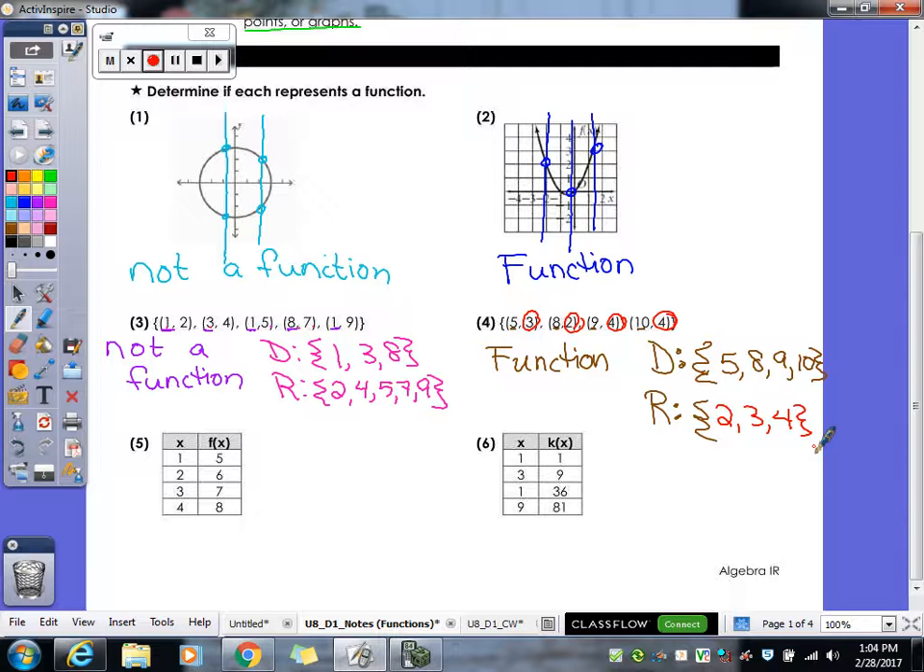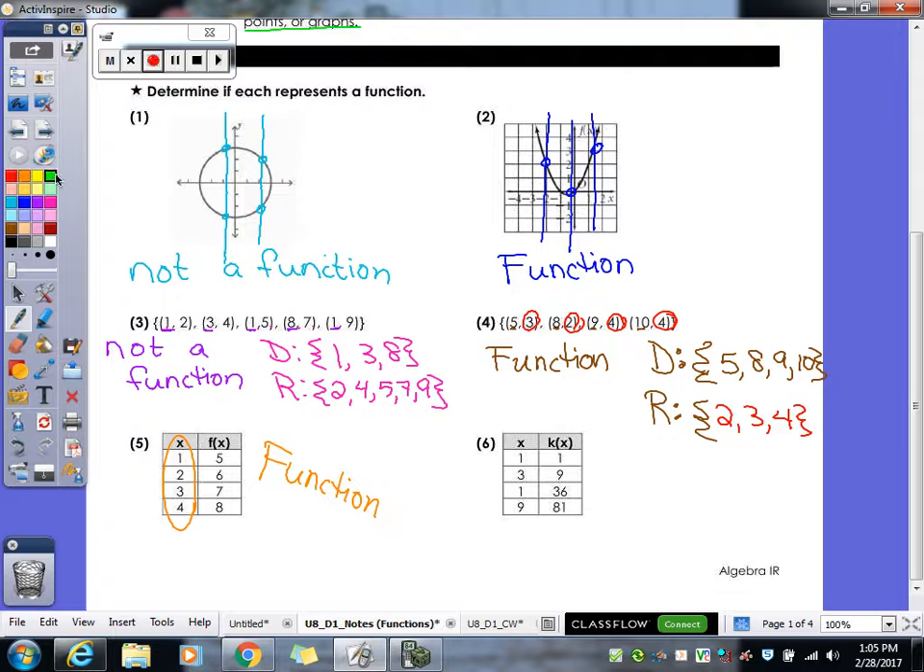So now with your tables in 5 and 6, I always like the tables because they just line up your x's. I think it makes it a little easier to see. So if we look at our x values, do any of those repeat? No, so this would be a function. None of our x values repeated.